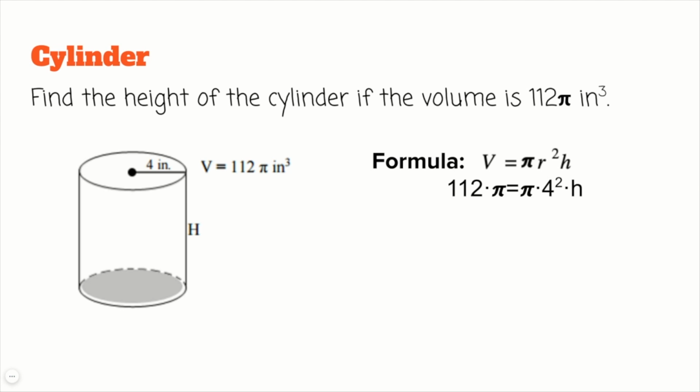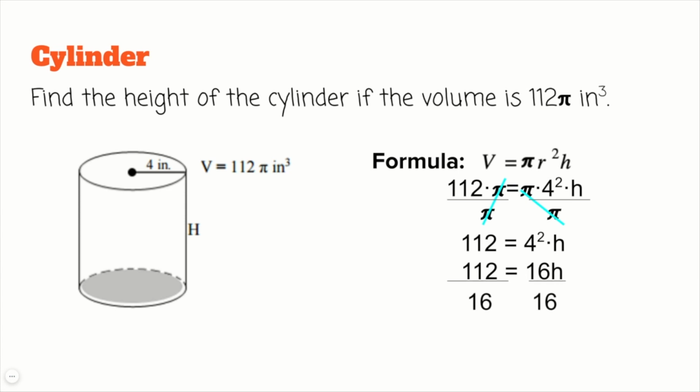So I'm going to first simplify both sides, and I'm going to do that by dividing by pi. So these actually cancel out the pi on both sides. So I'm left with 112 equals 4 squared times h. Next, I'm going to simplify the right-hand side of my equation to get 16h and then solve for h. I'm going to do that by dividing both sides by 16, and 112 divided by 16 is 7.